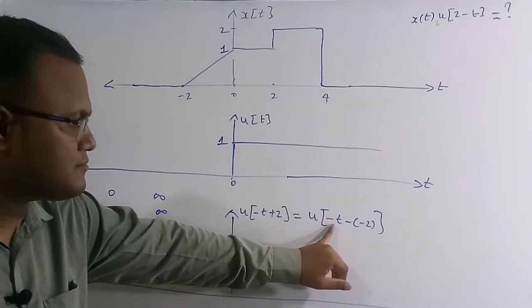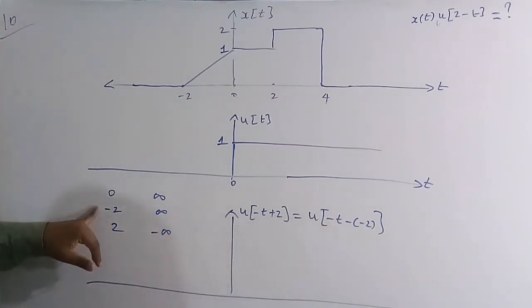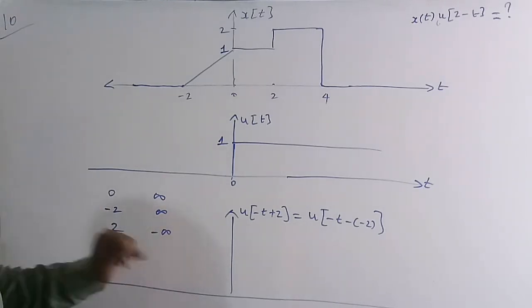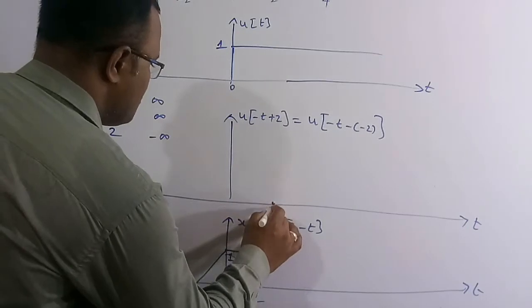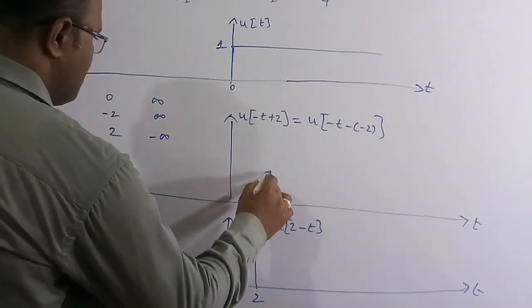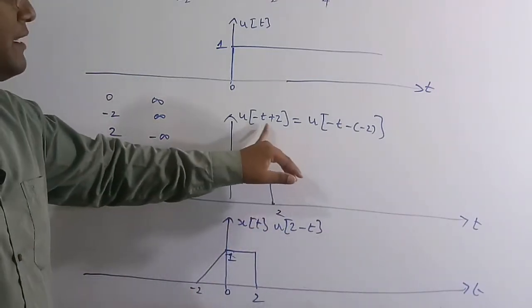And similarly there is a minus, means reversal, means we have to do the multiplication by minus 1. So minus 2 into minus 1 is nothing but 2. So infinity into minus 1 is again minus infinity. Therefore now the initial position is 2 and the final position is minus infinity. So this is the diagram of u of minus t plus 2.